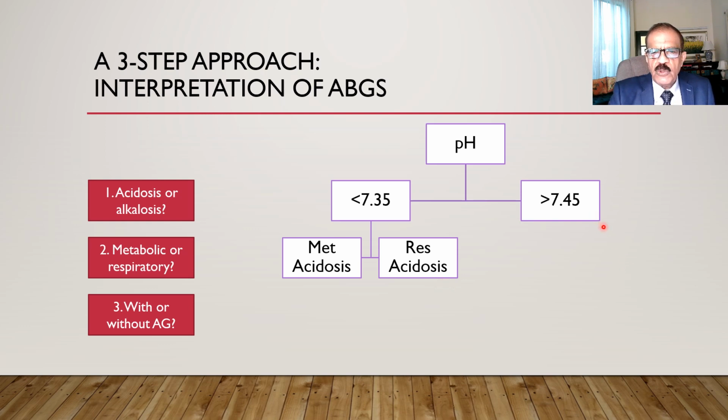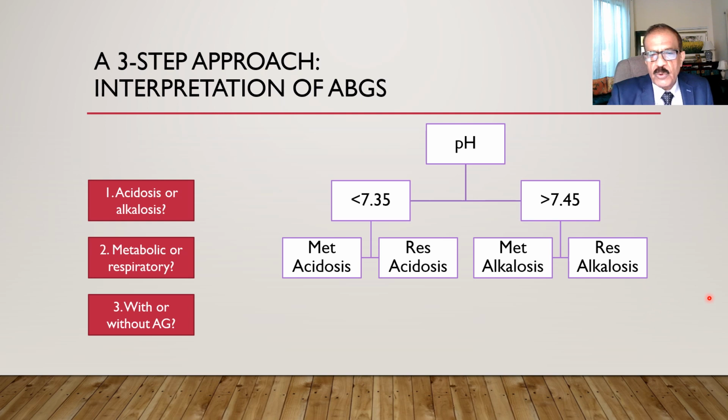If it is alkalosis, it could be metabolic alkalosis, which can happen when there is some alkali deposition in the body or acid loss, or it could be respiratory alkalosis, and that can happen when you hyperventilate. When you hyperventilate, you wash out your carbon dioxide. When you wash out your carbon dioxide, the net base is in excess, so you develop alkalosis. So this is the second step.